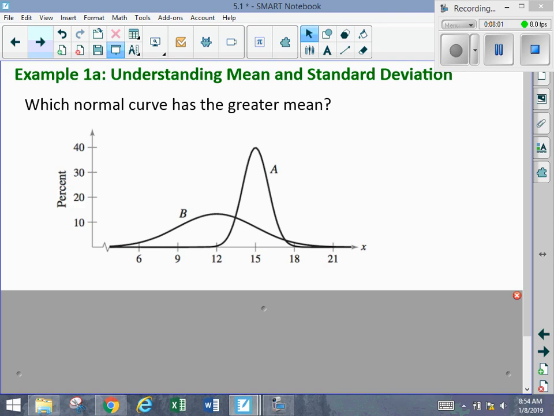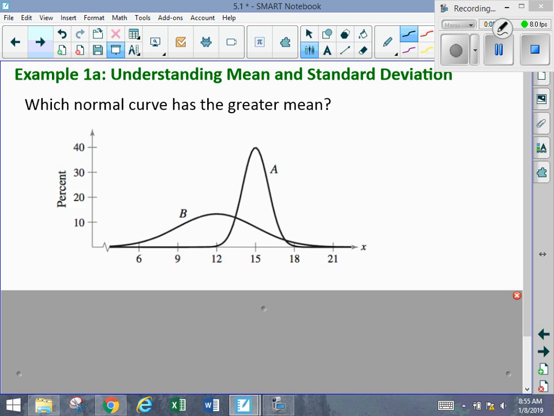All right, so which one has the greatest mean? And which one, let's ask that, which one has the greater standard deviation? A or B? So first of all, which has the greatest mean? A or B? A is correct. Okay. Which one has the greater standard deviation? B. Oh, yes, right. So A has a greater mean.